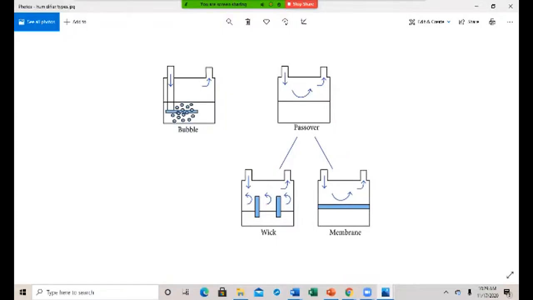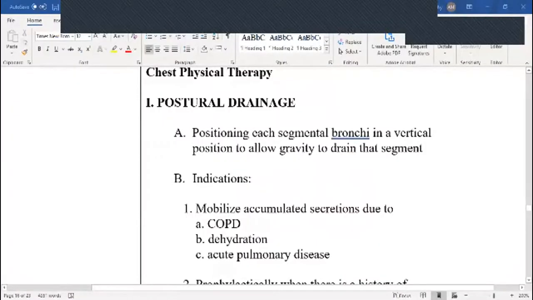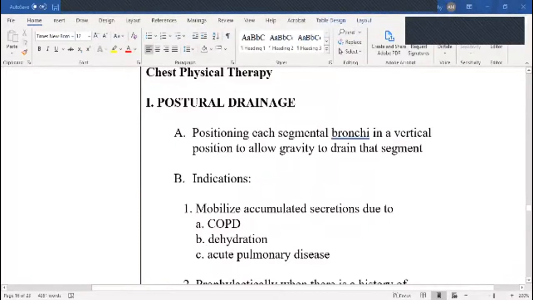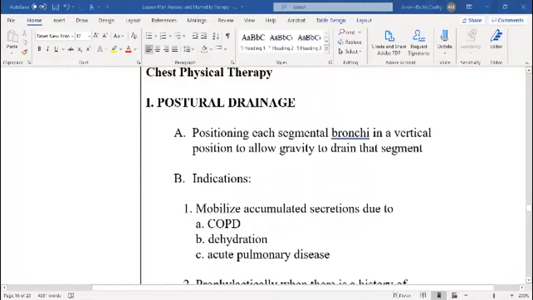Now we're going into our chest physiotherapy. Postural drainage is the first one. CPT is chest physical therapy, right? Whether we're doing drainage or whether we're actually patting on the chest to perform percussion therapy, okay? Chest percussion therapy or chest physical therapy, pretty much the same thing. They're usually used interchangeably, all right?